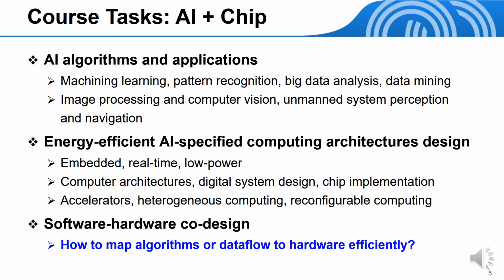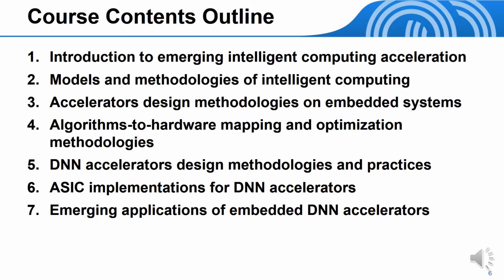The main task of our course is to design AI chips. From the technical perspective, students should first know some machine learning algorithms and applications. They are also required to learn some AI-specific computing architectures aiming to improve energy efficiency. An important problem in finishing this task is how to map machine learning algorithms and data flow to the hardware efficiently. The answer is software-hardware co-design techniques. The main contents of our course are listed as these 7 parts. The core parts are how to design hardware architectures and how to map the algorithm to such hardware designs.